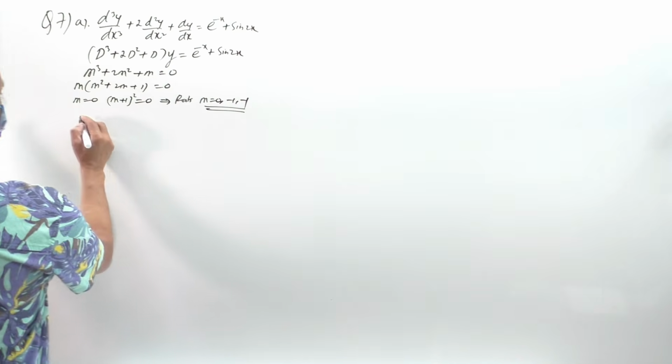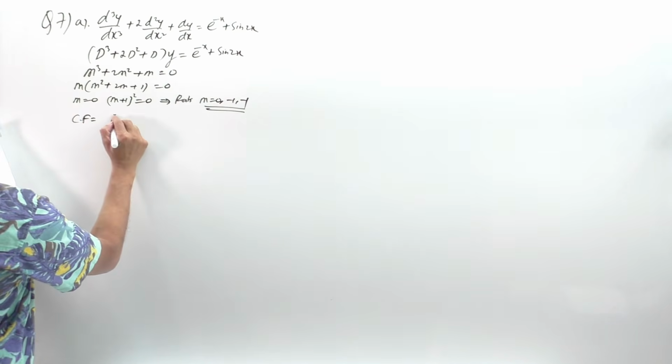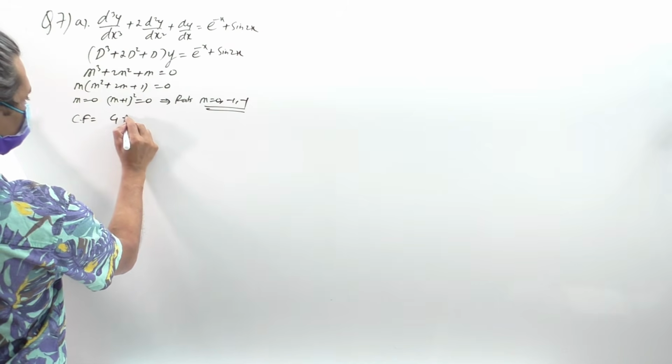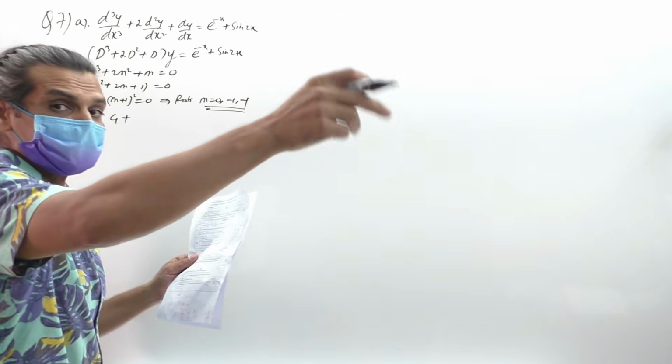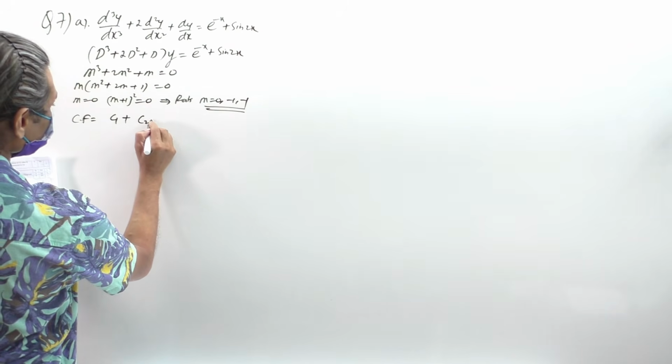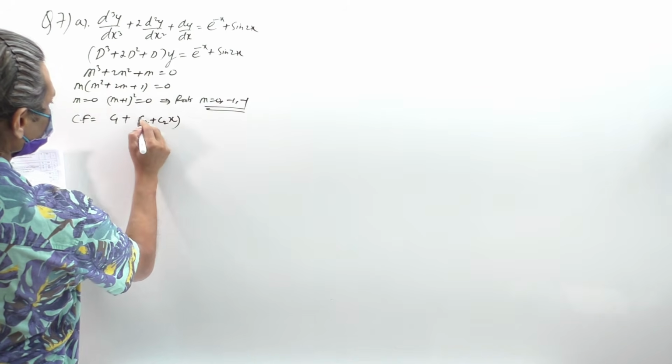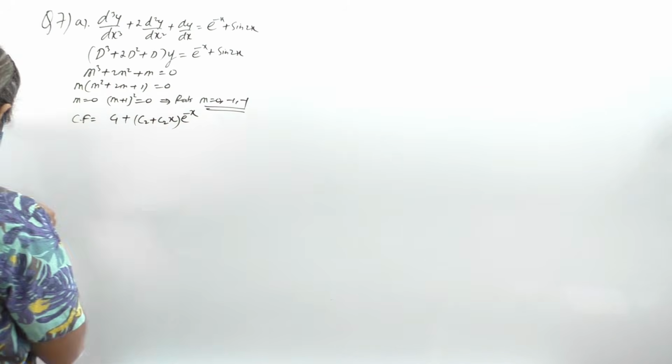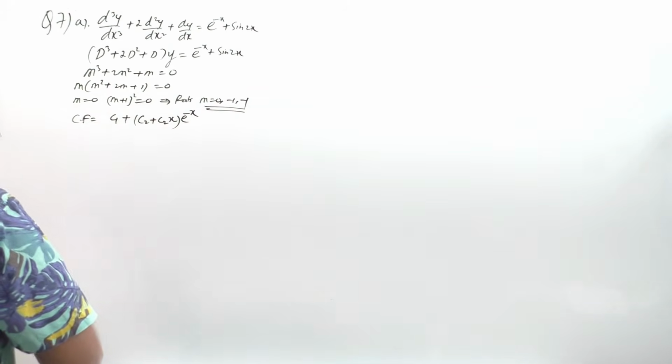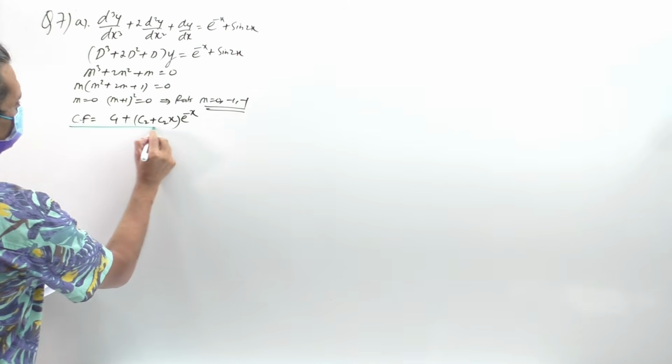Okay, so we have found the roots here: one is 0 and the other is m² + m + 1, minus 1, minus 1. So the CF will now be C1 e^(0x), C1 only, plus, since the roots are repeated, (C2 + C2x) e^(-x). Now this is my complementary function, please underline it.